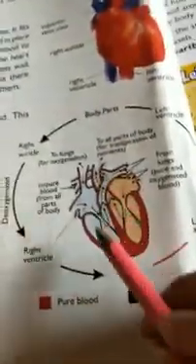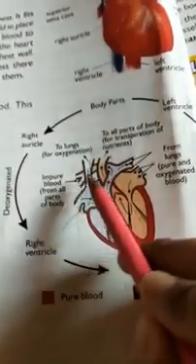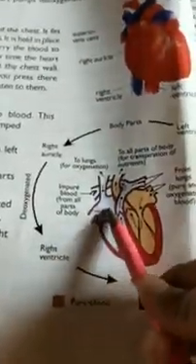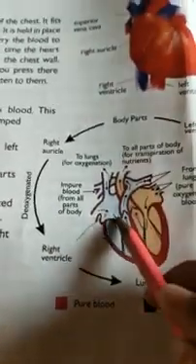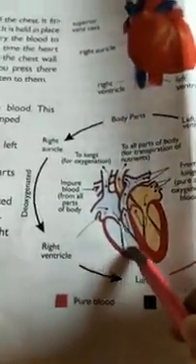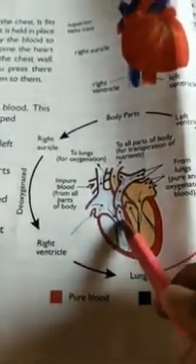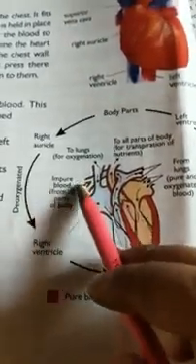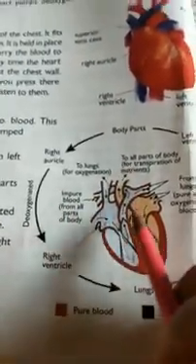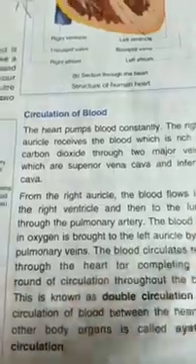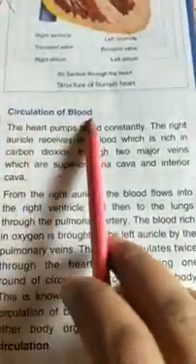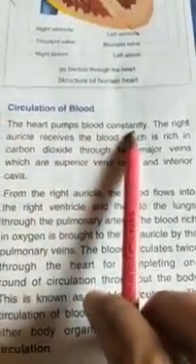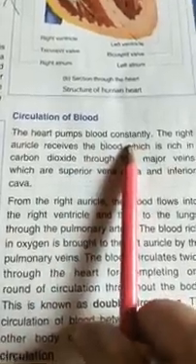So what happens again from the body? The blood again comes back carrying carbon dioxide to the right auricle. From here the valve opens and the blood enters the right ventricle. From here the right ventricle again pumps it to the lungs for purification. So this cycle continues throughout. Now I have explained the circulation of the blood and also told you that the heart pumps the blood constantly, without any break.